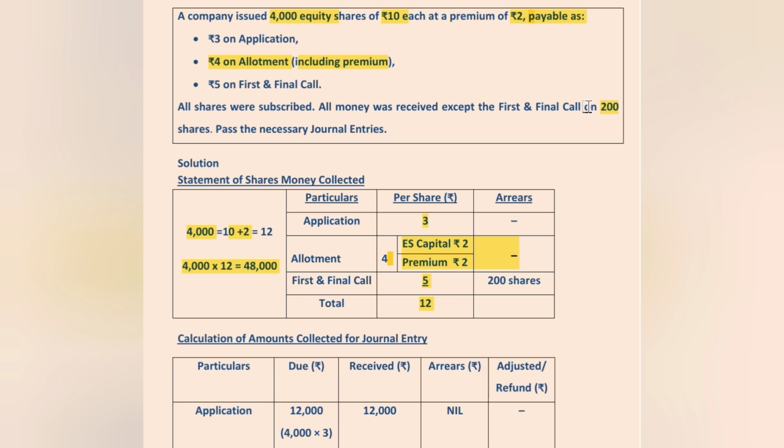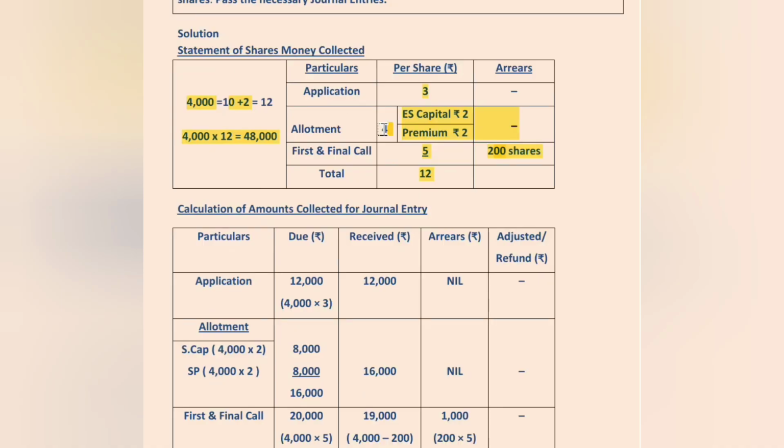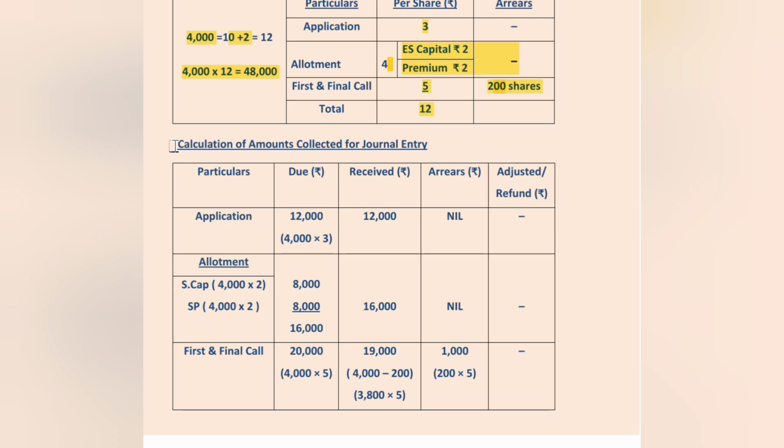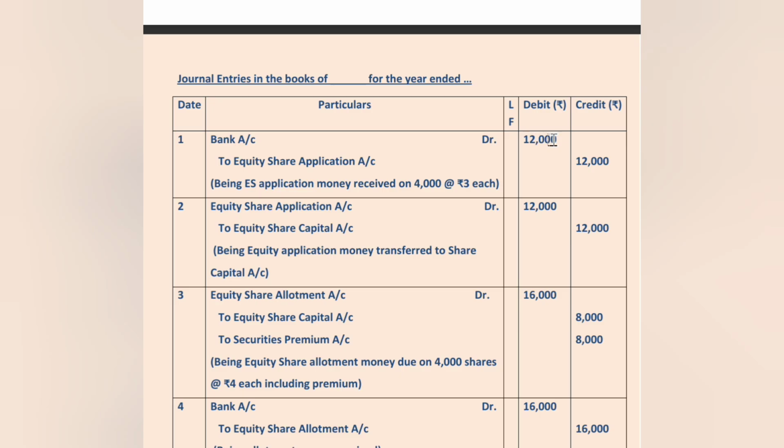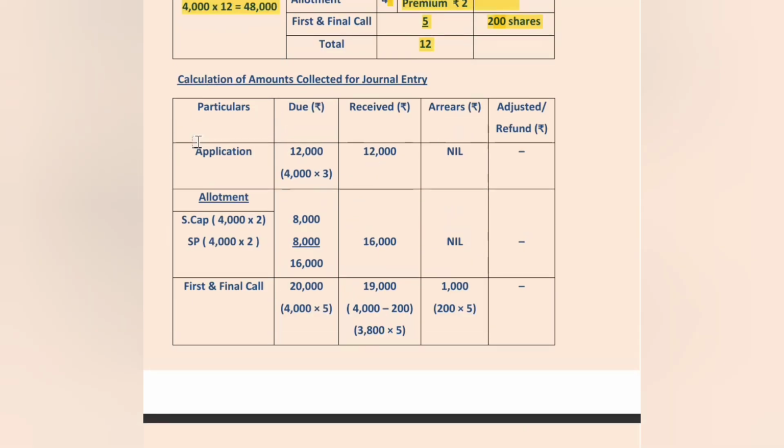So all these shares were subscribed except first and final call money. That means 200 shares were in arrears on first and final call. So based on that they are asking us to prepare, right? So now we are going to prepare a table of calculation of amount collected for journal entry. It is to simplify the total amount of journal entry. So we are preparing this table. So it consists of what? Particulars, due, received, arrears, adjusted or refunded amount. Right? One by one calculation.